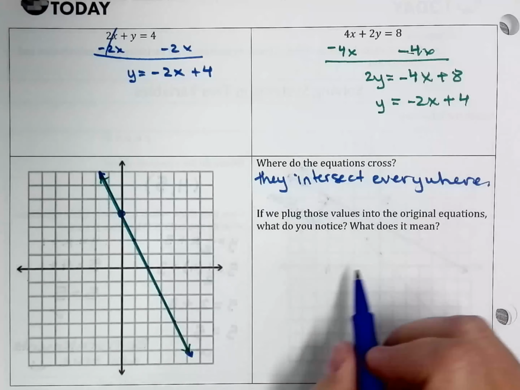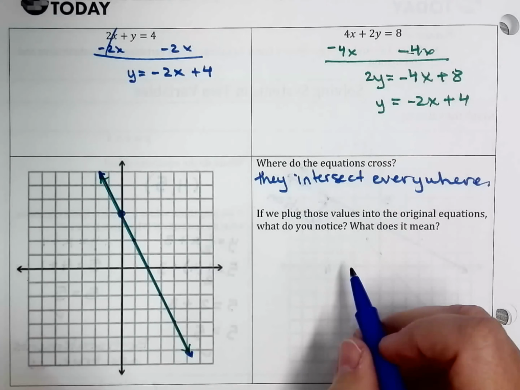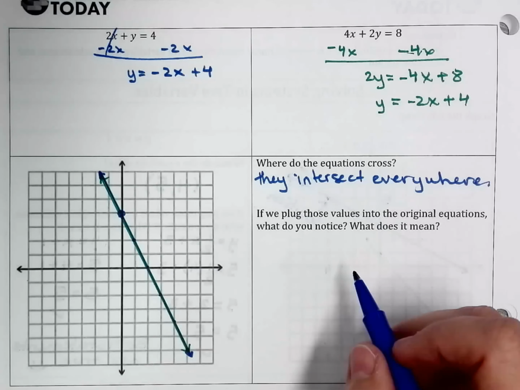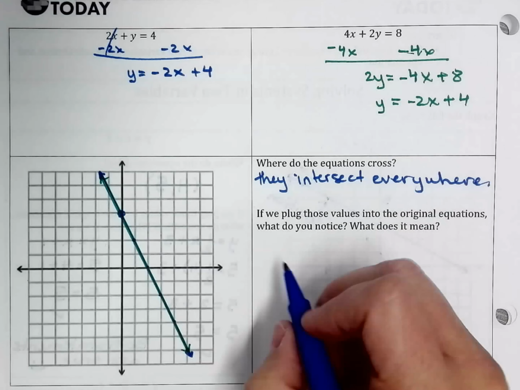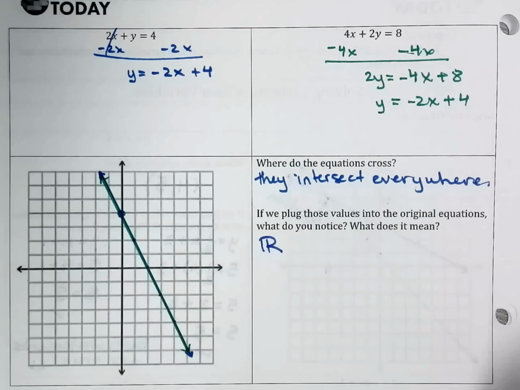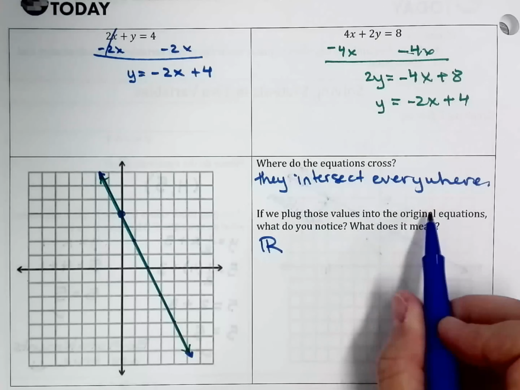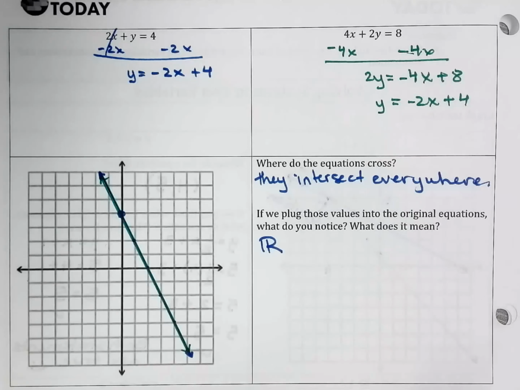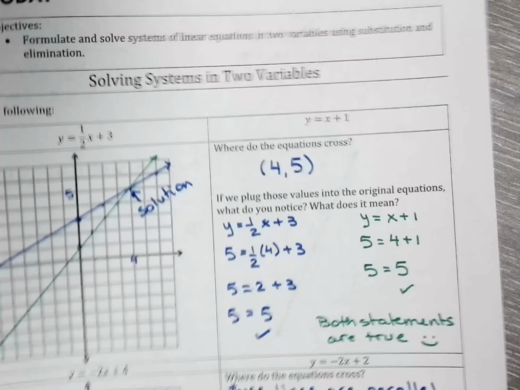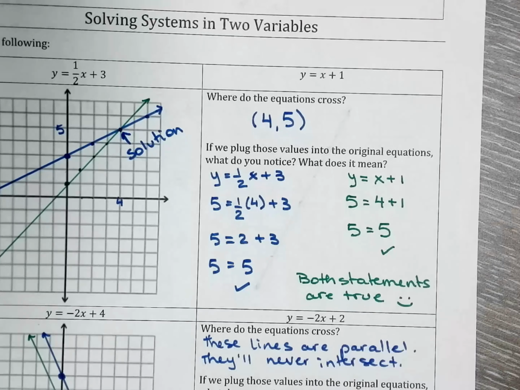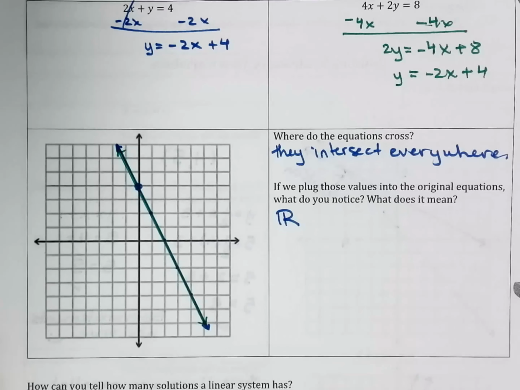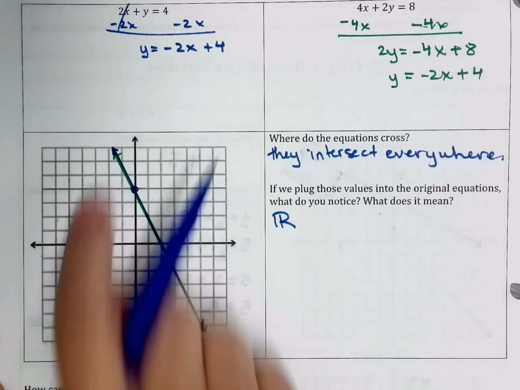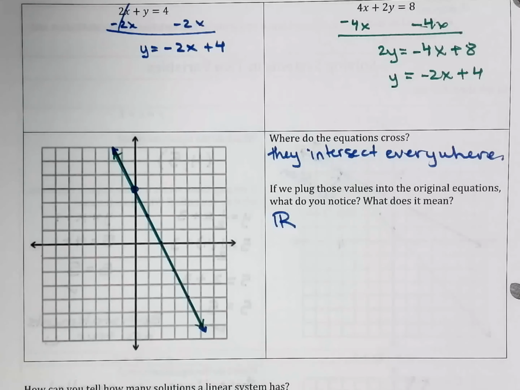So it means it doesn't matter which one you choose, it's always going to be true. So your answer for this one will be all real numbers, because it doesn't matter which one you choose, it is going to come out to be true, like the statement from the first one. So we were looking for true statements, and in this case, any number that you choose right there will come out to be a true statement.